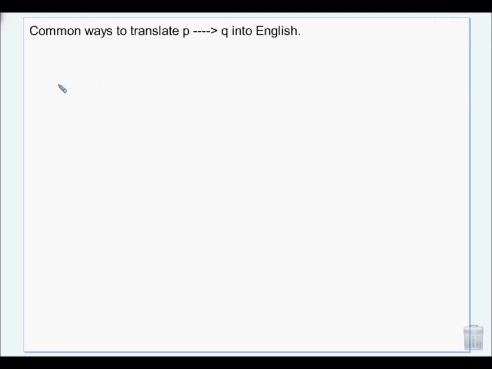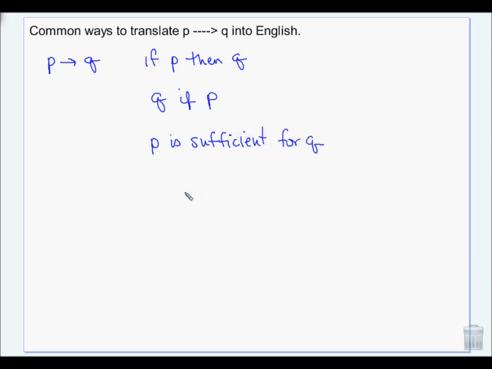If you have if P then Q, right? So this is if P, then Q. You could also say Q if P. P is sufficient for Q. Q is necessary for P. P only if Q, and then only if Q, P.